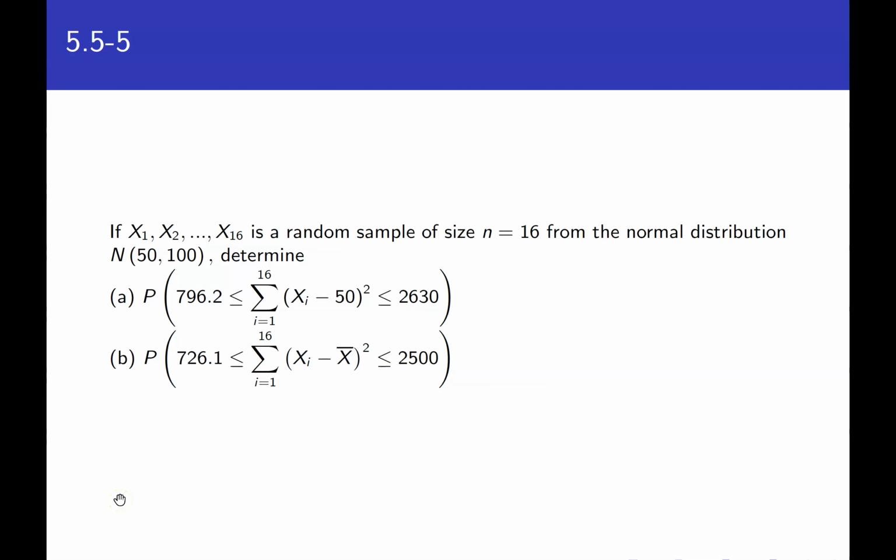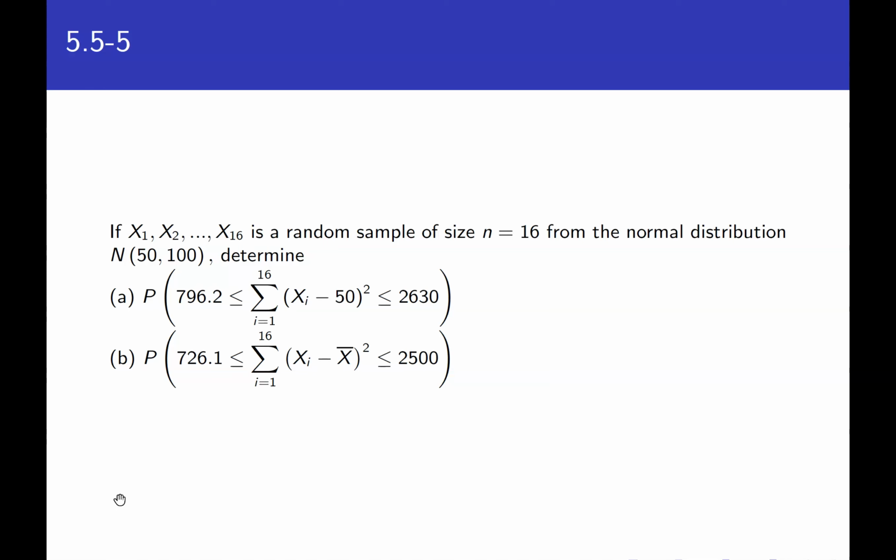In this example, we're going to practice with the idea of the sample variance being distributed as chi-squared with n minus 1 degrees of freedom. This is exercise 5.5 in your textbook. You've got a random sample of size 16 taken from a normal distribution with mean 50 and variance 100. This problem asks you to compare a couple of different probabilities.